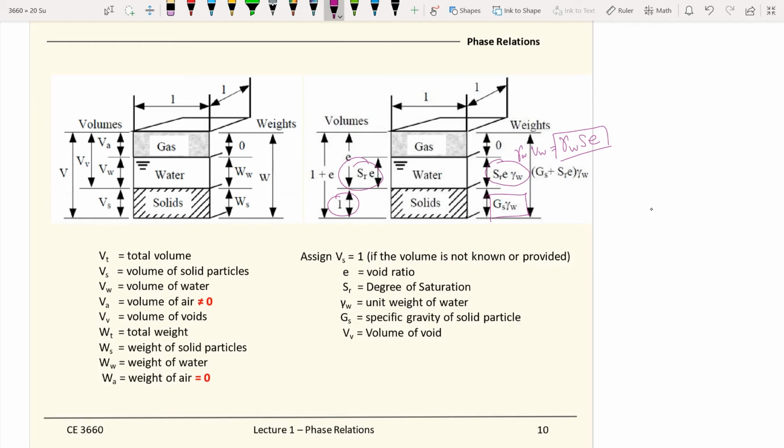So I highly recommend you guys practice this. Take out a blank sheet of paper, start by drawing a phase diagram, and then see if you can represent all the components, all the parameters within the phase diagram by those terminologies, including the void ratio, saturation, unit weight of water, specific gravity, and also the volume of void.